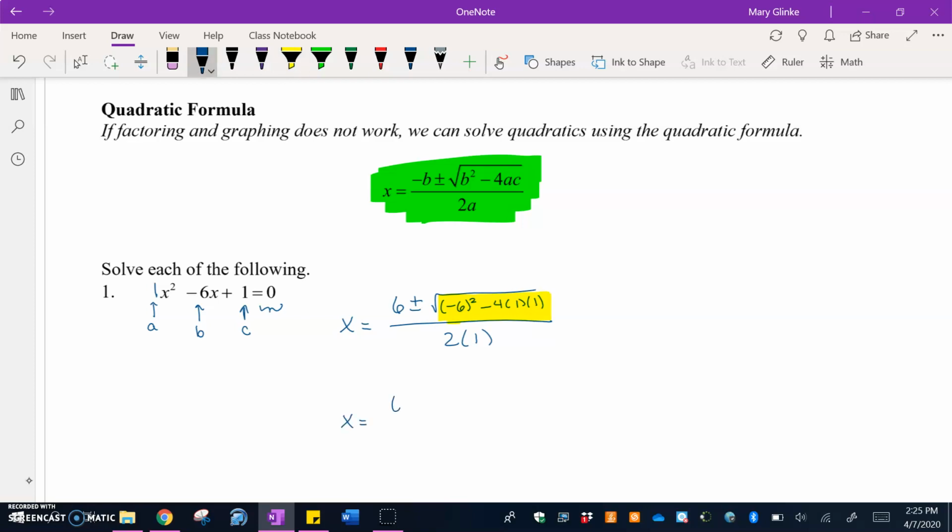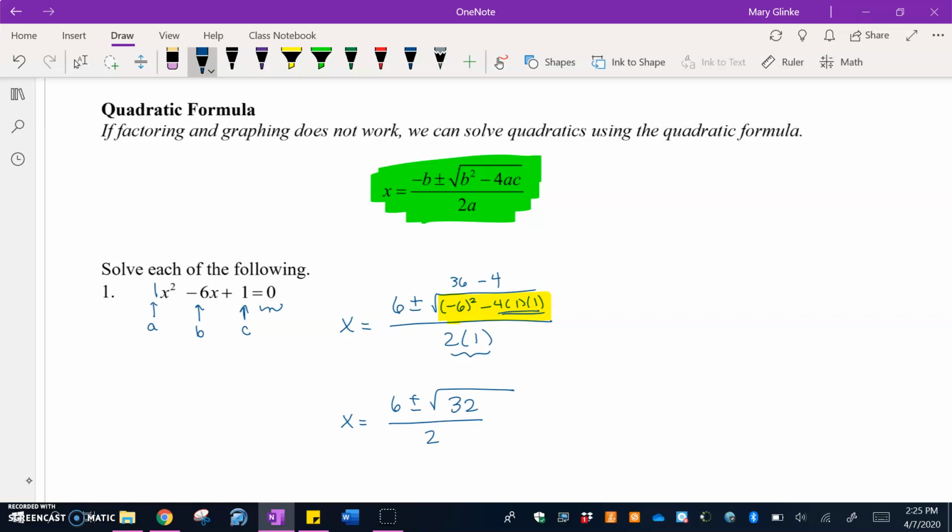So we're going to get x equals 6 plus or minus the square root. And so what we really want to do is negative 6 squared, which is 36, minus, and we're going to multiply all of those together. 4 times 1 is 4. So there is a 32 under the square root. All of that is over 2 times 1, which is 2.